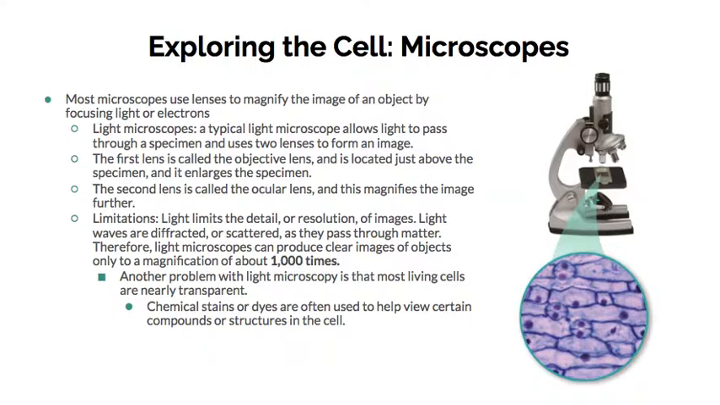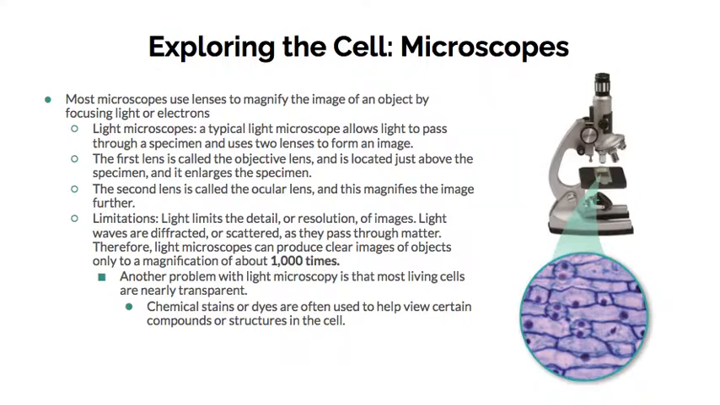Light microscopes typically allow light to pass through a specimen, and they use 2 lenses to form an image. The first lens is called the objective lens, and it's located just above the specimen, and it enlarges the specimen. The second lens is called the ocular lens, and this magnifies the image further, or you can say that the ocular lens usually focuses.